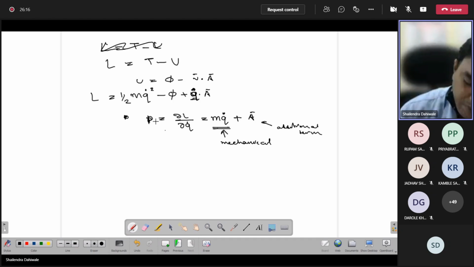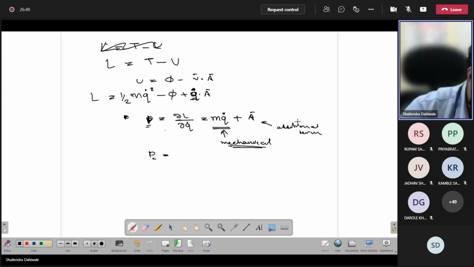So this momentum can be anything. It need not have the dimension of momentum only. This canonical momentum is different: it has the mechanical momentum plus additional terms. Unfortunately, we have to use the same notation that we use for normal momentum. So you basically write P canonical as your mechanical momentum plus this additional term.